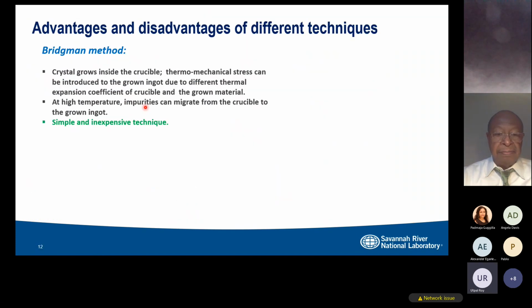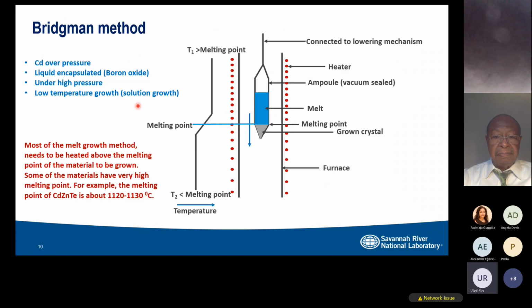The industry basically started with high pressure. The first industry which came up, that is EV products, started with very high-pressure growth of cadmium zinc telluride. That means they started growing that crystal under a high pressure chamber.